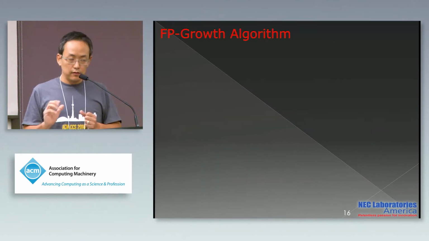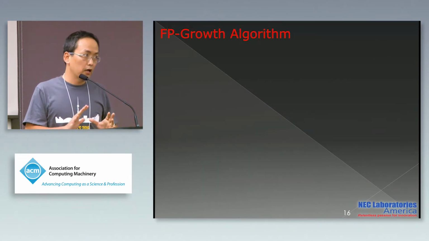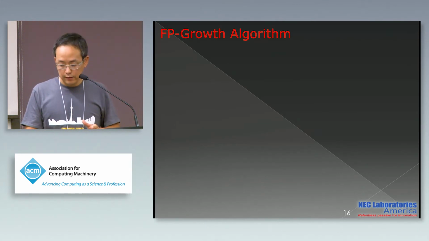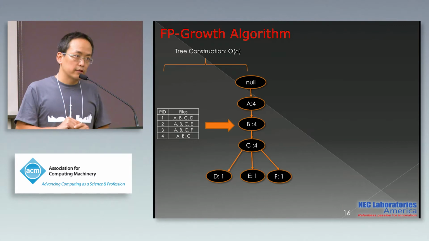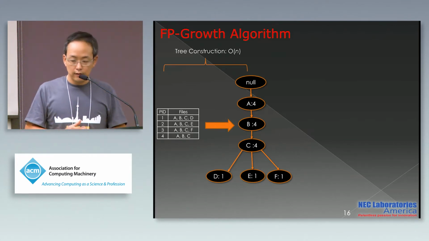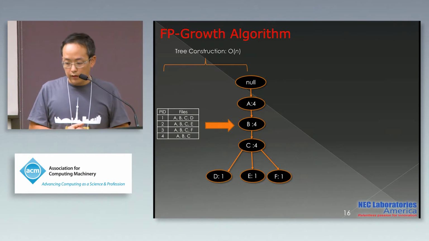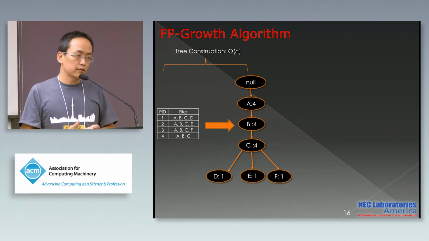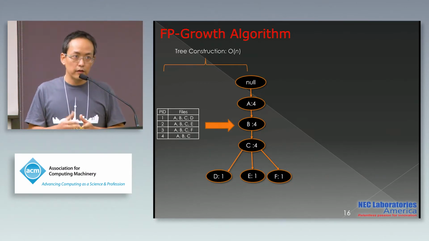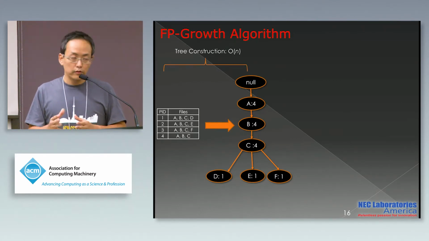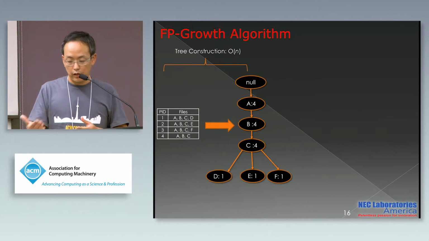Here is a brief introduction about how the FP-growth algorithm works in action. It works in two stages. First of all, for a given data set, it builds the FP-tree construction, which is a linear algorithm that works in O(N) time complexity, where N is the number of distinct files that we have here.